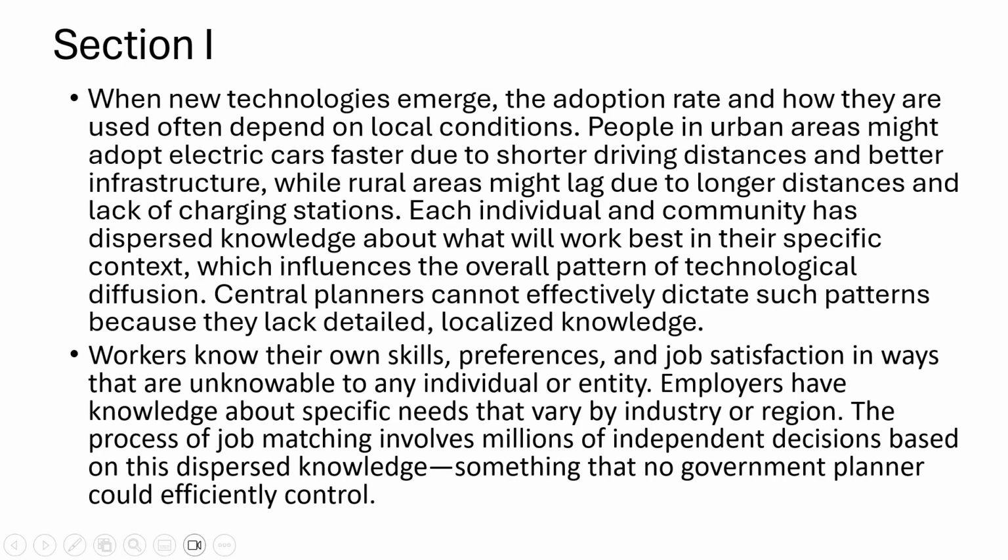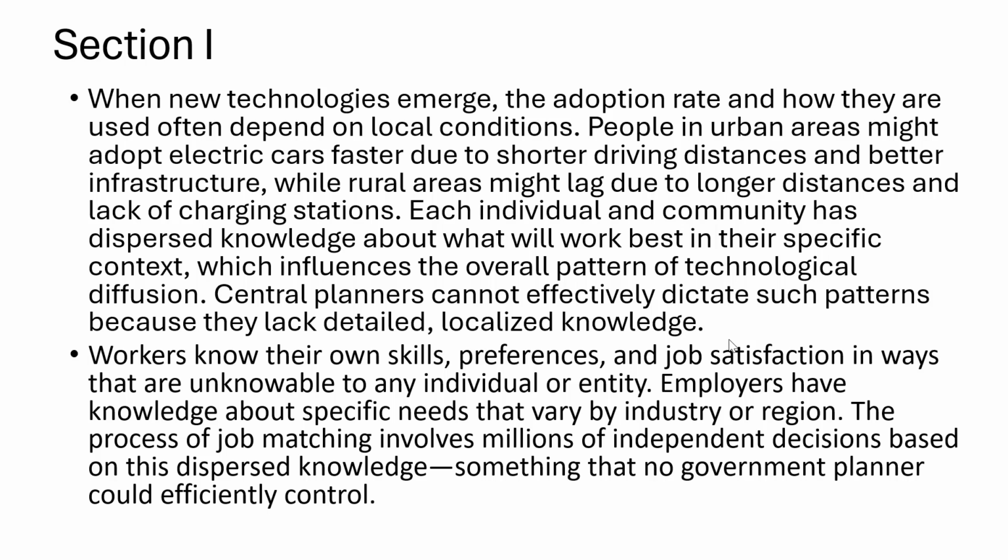When new technologies emerge, the adoption rate and how they are used often depend on local conditions. People in urban areas might adopt electric cars faster due to shorter driving distances and better infrastructure, while rural areas might lag due to longer distances and lack of charging stations. Each individual and community has dispersed knowledge about what will work best in their specific context, which influences the overall pattern of technological diffusion. Central planners cannot effectively dictate such patterns because they lack detailed, localized knowledge.